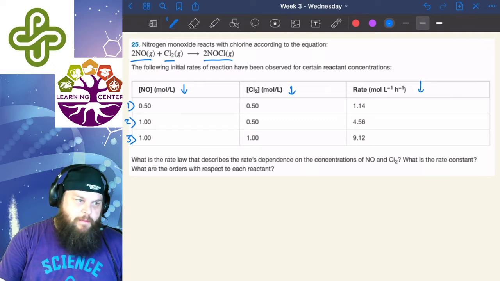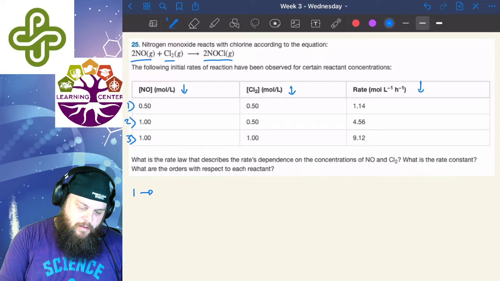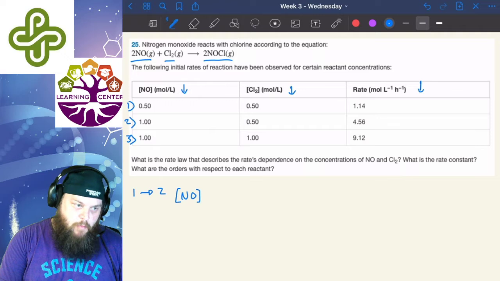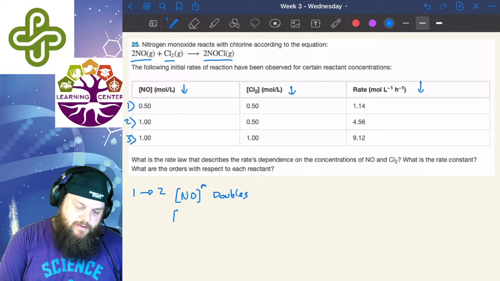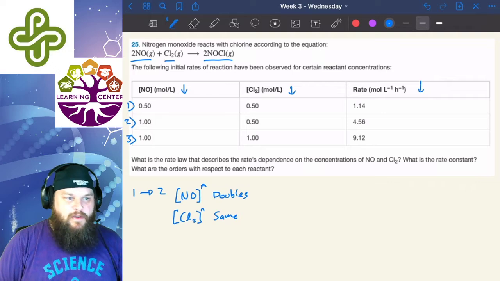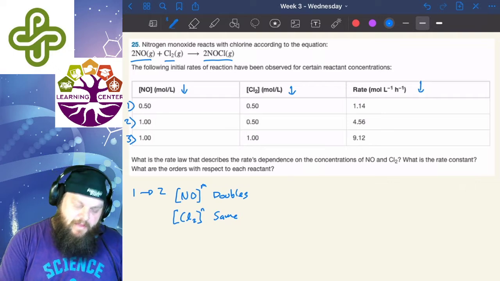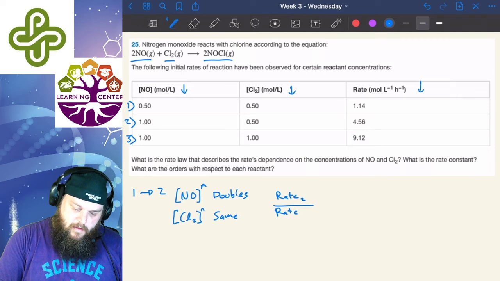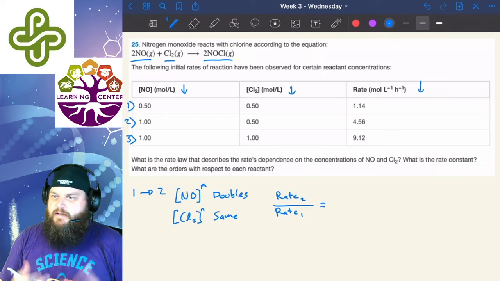So if I start out comparing number 1 to number 2, we can see the concentration of NO, I'm going to put to the M, that doubles. And the concentration of Cl2 is the same. That's going to be to the power of N. So our goal is to find out what M and N are in this situation. By comparing these, we can then also take the rate. So I can say the rate of 2 divided by the rate of 1. I want to find out what that ratio is.